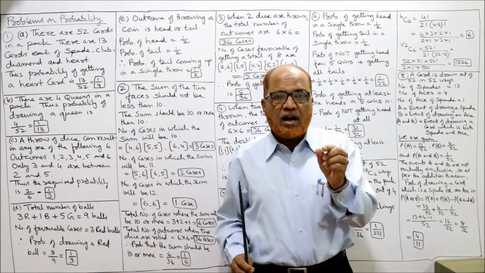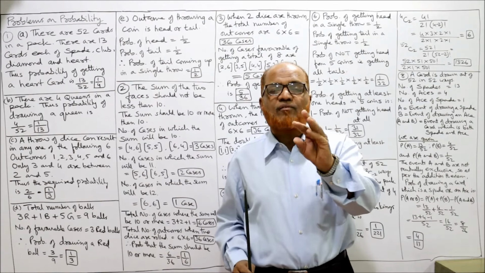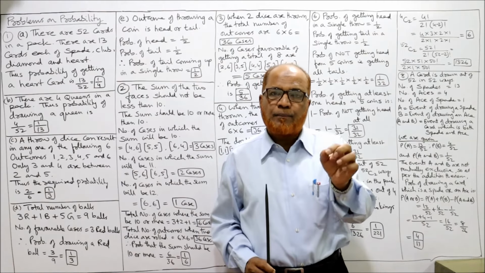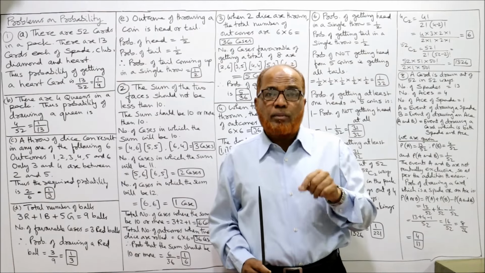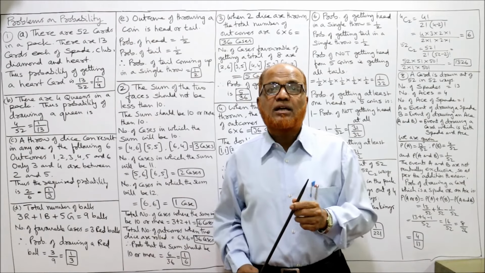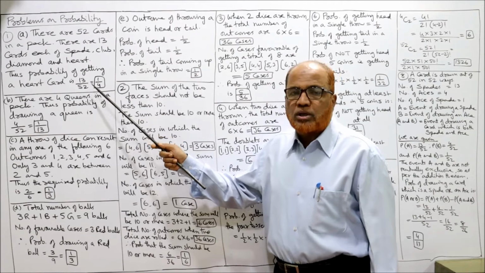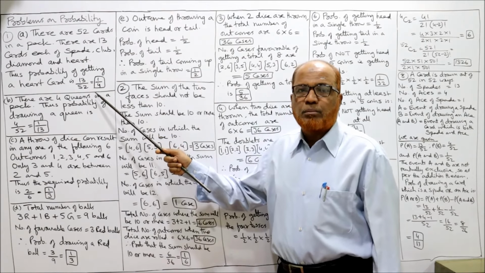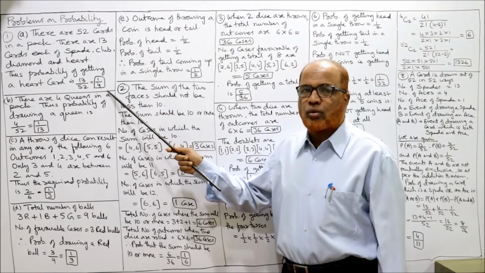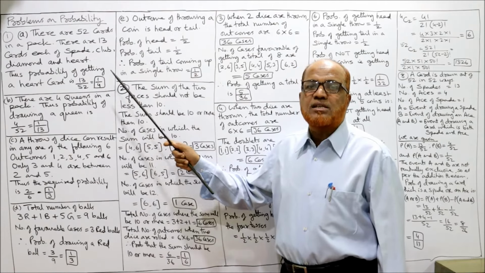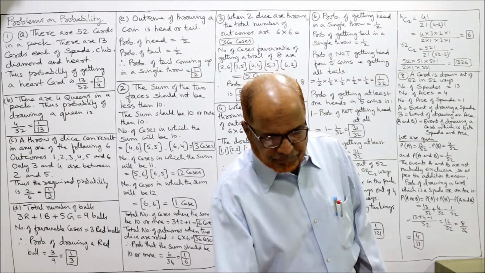So when a single card is drawn, the total number of outcomes is 52. Favorable case क्या है? We want the heart. So how many heart cards are there? 13 heart cards are there. So number of favorable cases 13, total number of outcomes 52. 13 by 52. If you simplify, 1 by 4. 13 ones are 13, 13 fours are 52. That's it. This is the first A bit.